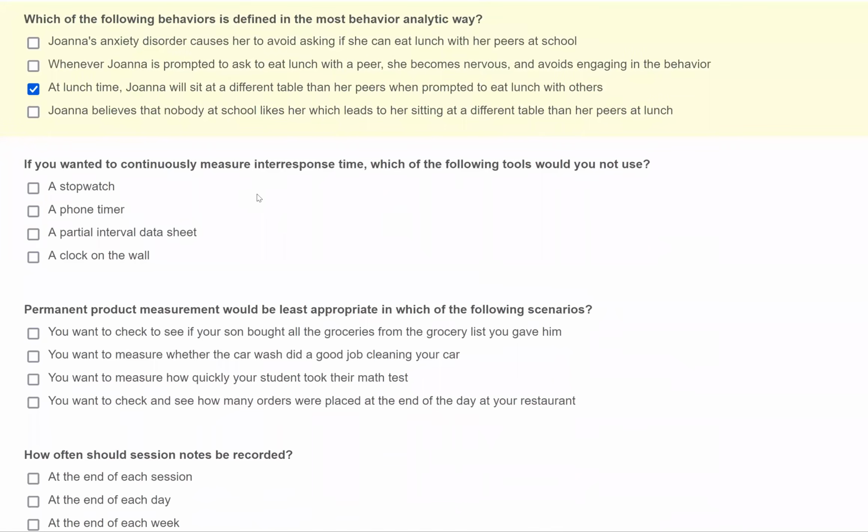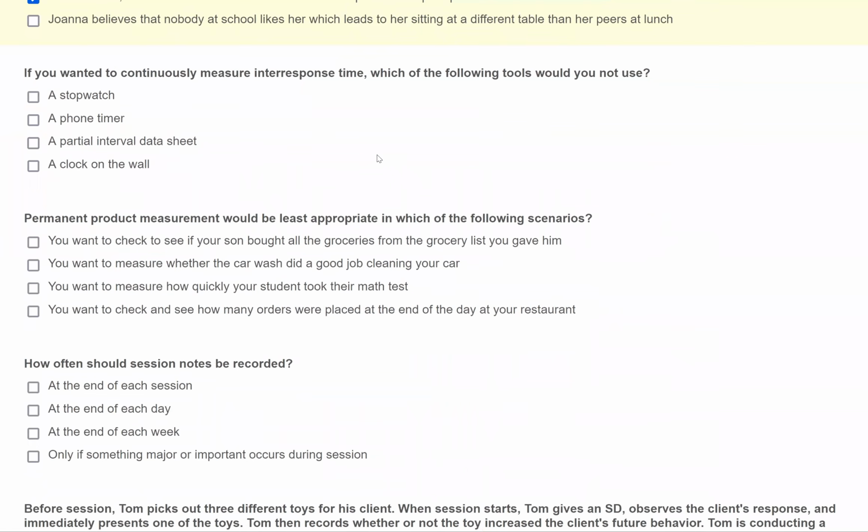2, if you wanted to continuously measure inter-response time, which of the following tools would you not use? A couple of different things in our question. We're using continuous measurement. We're using inter-response time. Ask yourself, what is inter-response time? Inter-response time is the time in between 2 responses.